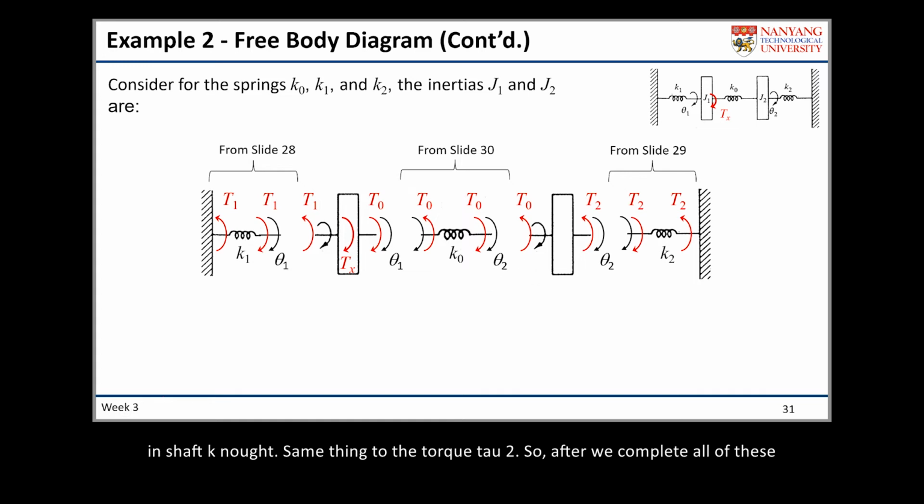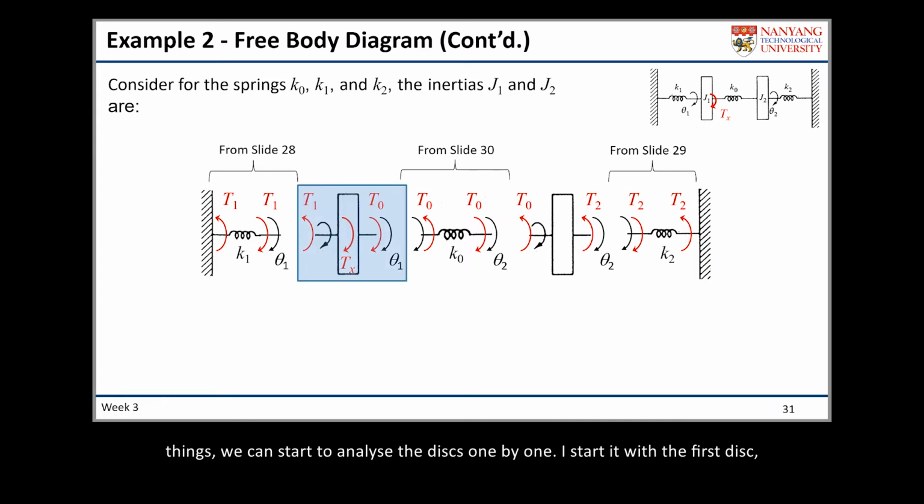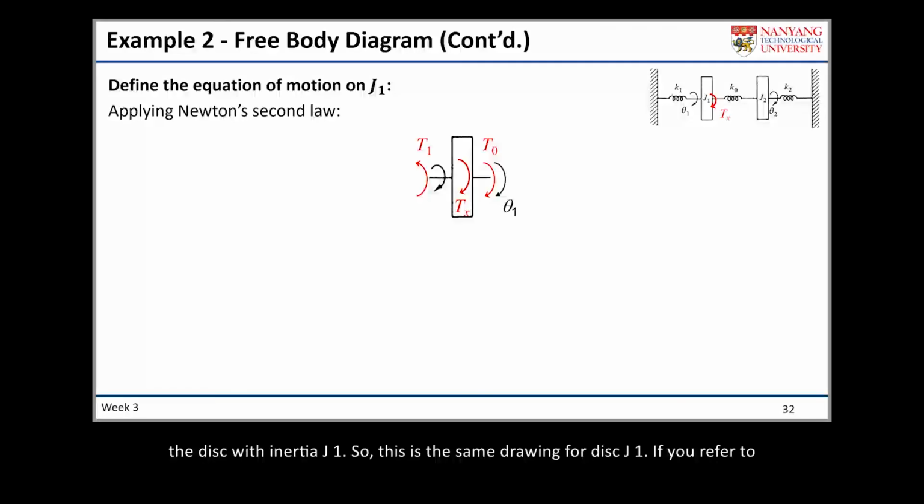So after we complete all of these things, we can start to analyze the discs one by one. I start with the first disc, the disc with inertia J1. So this is the same drawing for disc J1. If you refer to the problem of this example, you see there is an input torque equal to tau x that is applied to this J1. And there are two reaction torques from shaft K1 and K0 that are also acting on the disc, which are tau 1 and tau 0.